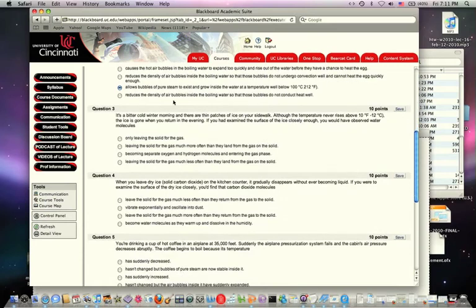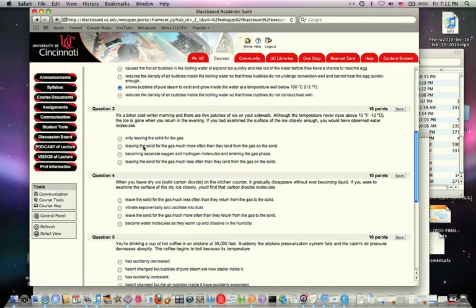Third one. It's a bitter cold winter morning and there are thin patches of ice on your sidewalks. Although the temperature never rises above 10 degrees Fahrenheit, minus 12 C, the ice is gone when you return in the evening. If you'd examined the surface of the ice closely enough, you would observe water molecules 1. only leaving the solid for the gas, 2. leaving the solid for the gas much more often than they land on the solid from the gas, 3. becoming separate oxygen and hydrogen molecules and entering the gas phase, 4. leaving the solid for the gas much less often than they land on the solid from the gas.